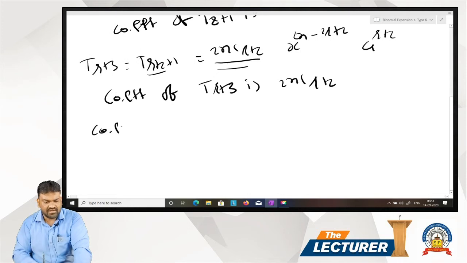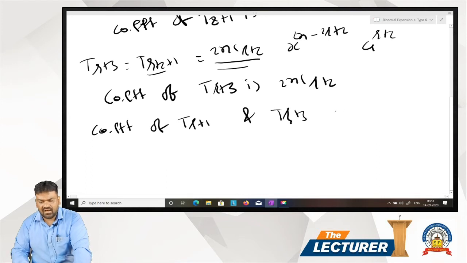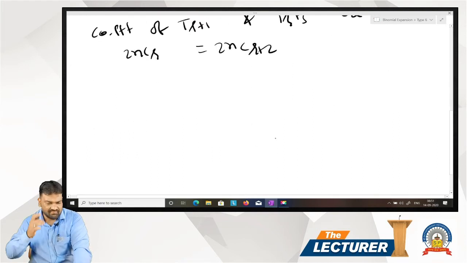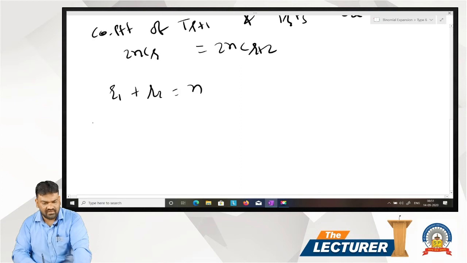Both coefficients are equal, it is given that. So the coefficients of t(r+1) and t(r+3) are equal. So 2nCr is equal to 2nC(r+2). Here both n are equal, so r1 plus r2 is equal to n. r1 is r, r2 is r plus 2, and n is 2n.